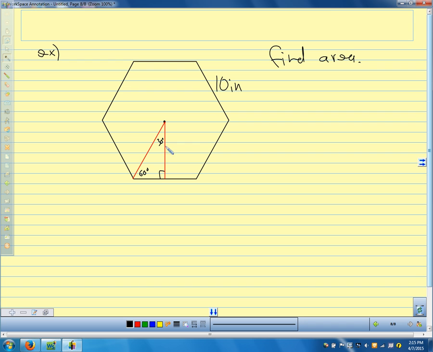Well, what other piece of information about this triangle do we know? The short side is 5. That's half of a side length of our hexagon. We're going from the short to the long. There's the apothem. What do we do to go from the short to the long? Multiply by the square root of 3. So apothem equals 5 square root 3.